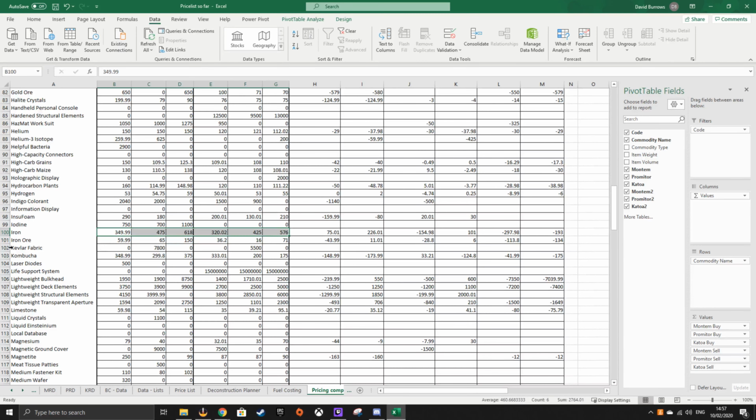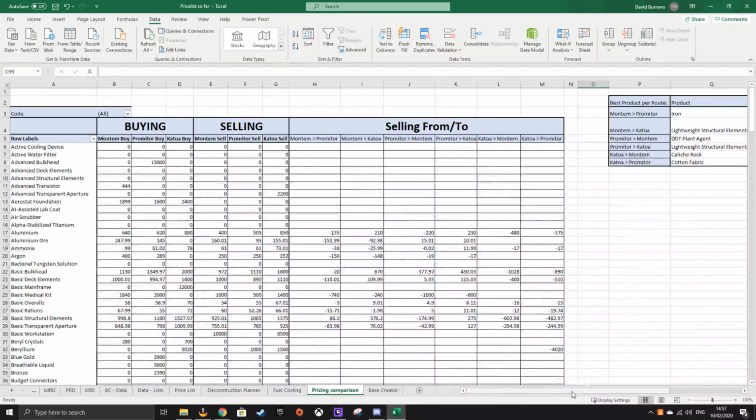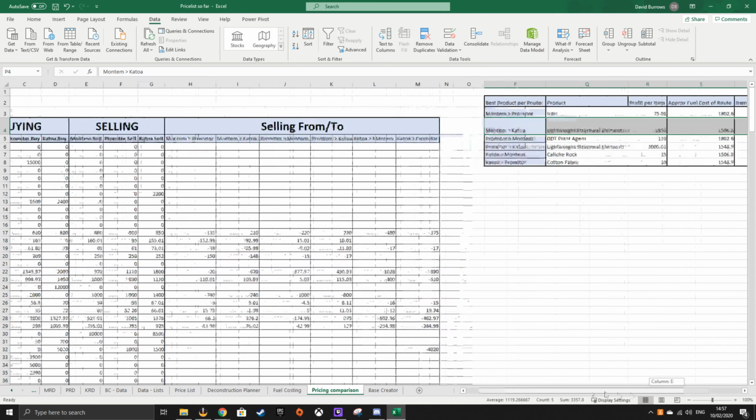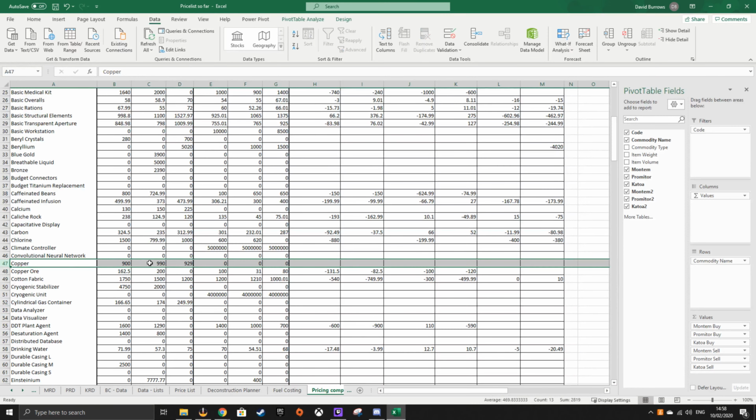You could also do the same with iron and actually sell it to Katoa and make a lot more profit by the looks of it. Let's just have a look. Okay, so the reason that that's been overtaken is because LSE is apparently the best deal, Montum to Katoa. But if you do want to have a look through and see what the best sell price is, you can just highlight copper, for instance, and you can quite quickly see that the cheapest place to buy it would be Montum and the best place to sell it would be Prometer.